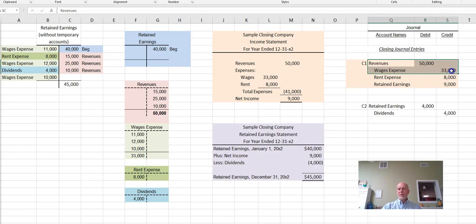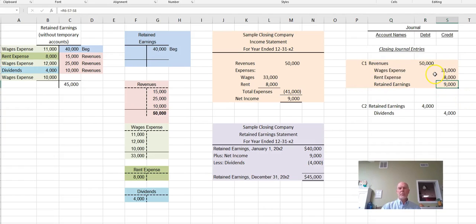So once we do that, that will close the revenues and the expenses. But the difference between those two, remember our journal entry has to balance, the difference between those two will be the net income, and we want that net income to be transferred up here to the retained earnings account. And it'll be a plus because net income increases retained earnings, so that'll be a credit.